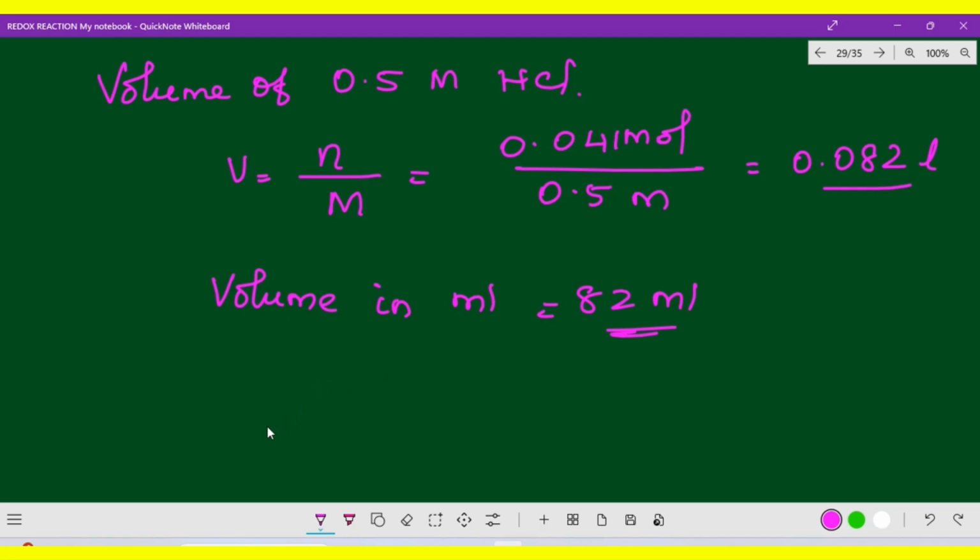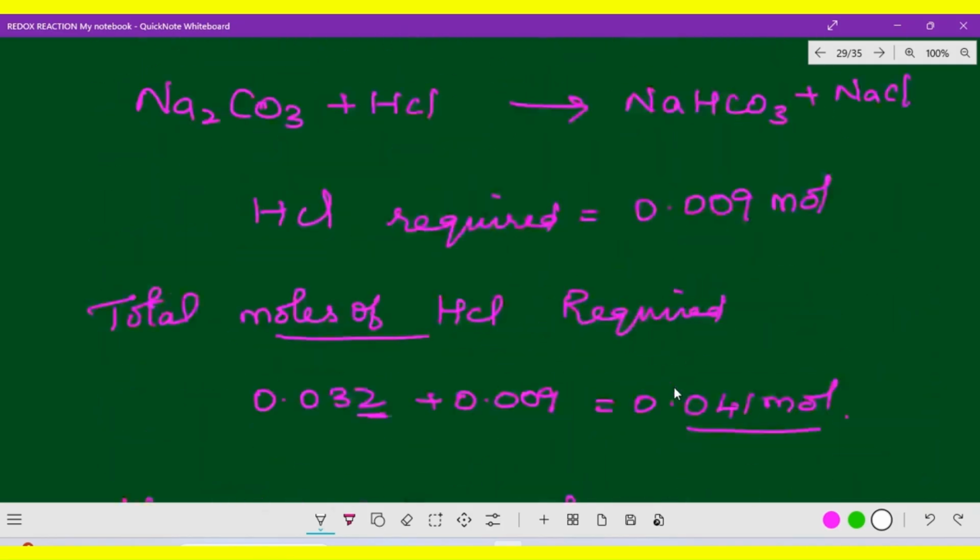And this is actually the HCl required to reach the phenolphthalein end point as the indicator. Now I'm asking this question: phenolphthalein indicator is used for what purpose? Yes, I can hear your voice. Yes, strong base and weak acid, right? So that is why it is used: 82 ml of 0.5 M HCl is required to reach the phenolphthalein indicator end point.